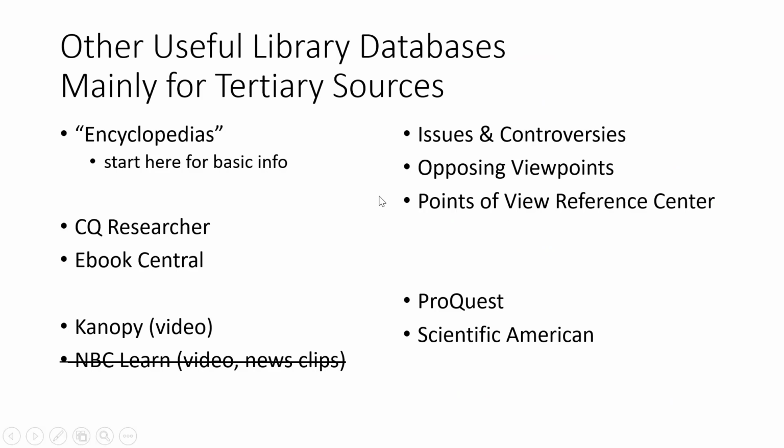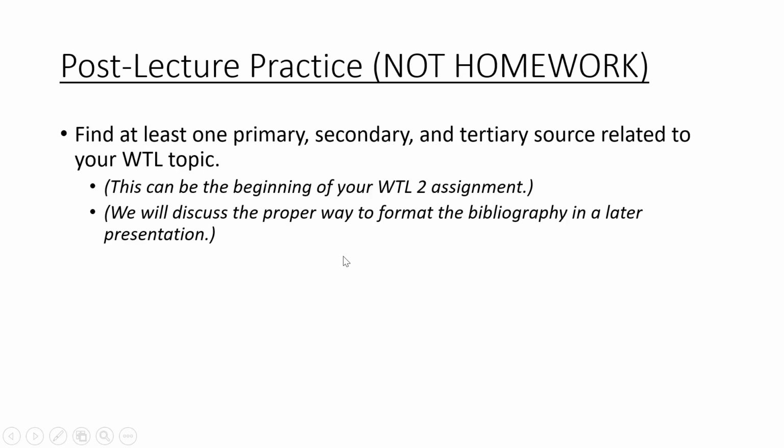Other useful library databases, and again, these are mainly for tertiary sources. So in addition to Academic Search Premier, there are some encyclopedias. NBC Learn used to be on there. It's not available anymore. Canopy has videos, Scientific American, ProQuest. So you can check all of these out and see if they can be helpful to you.